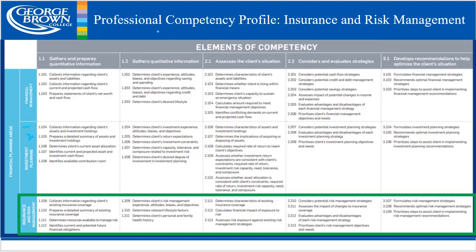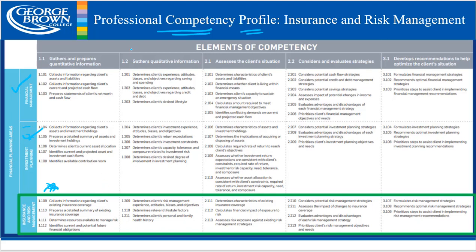So the framework is the professional competency profile, where we've got the 6 competency areas of number 1, financial management, number 2, investment planning, and the topic for this video, insurance and risk management. Okay, and then of course we move into tax management, and then there's retirement planning, and finally estate management. And that makes up the 6 professional competency profiles. So that's the framework in terms of the competency profile.